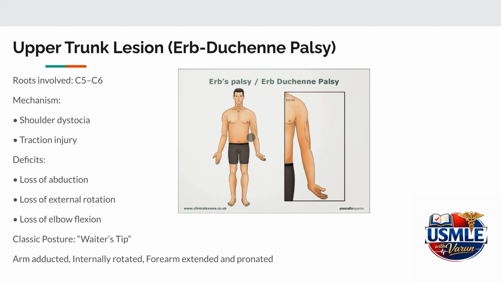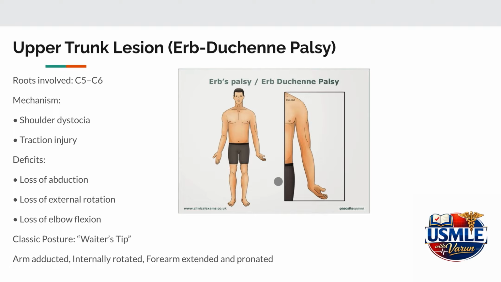The affected muscles include the deltoid, biceps, and infraspinatus. The classic posture is known as the waiter's tip position, with the arm adducted. Because there is loss of abduction, the deficits include loss of abduction, loss of external rotation, and loss of elbow flexion. This leads to a classic posture called the waiter's tip.